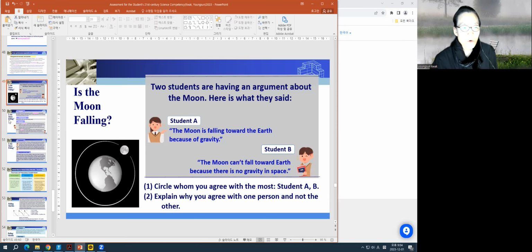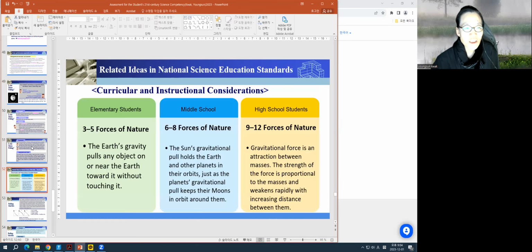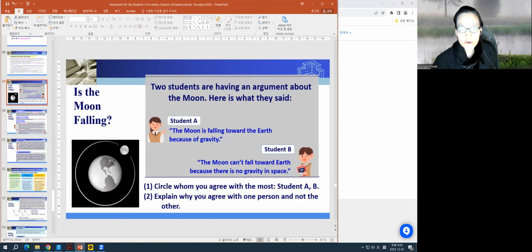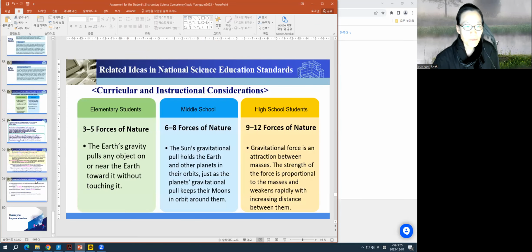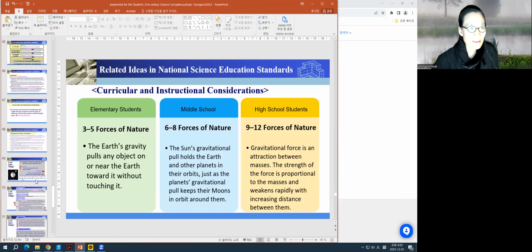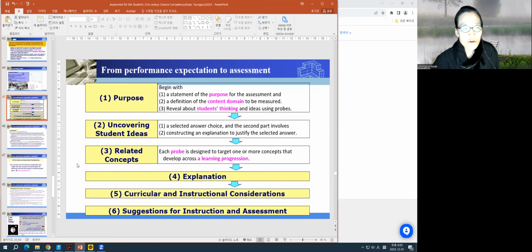Okay? What would you do if you want to change this item to a high school level competency assessment item? Think about it. So this is all related. Before we talk about it in detail, can you tell why we are doing competency assessment?